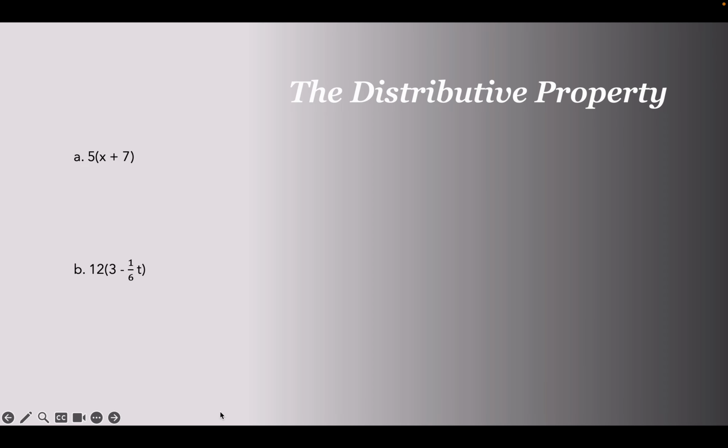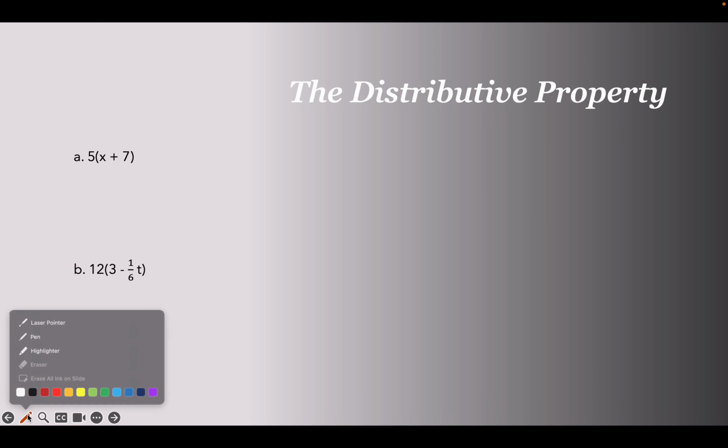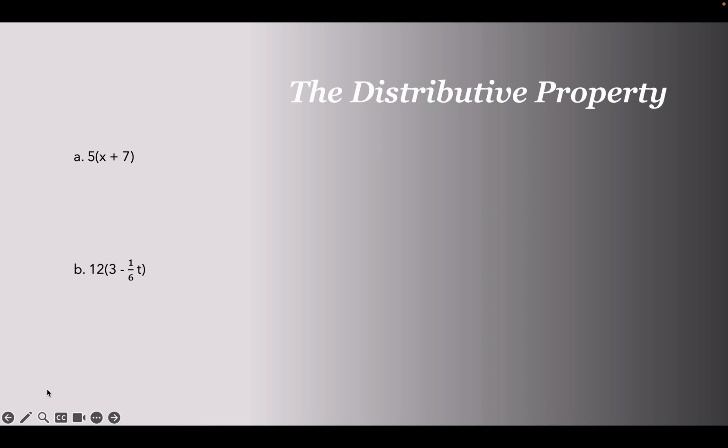Now let's go ahead and work out these. I'm going to sort of guide you along. See if you can even work ahead of me a little bit if you think you've got this. 5(x + 7). So I would first take the 5 times the x. What is 5 times x? 5 times x is 5x.